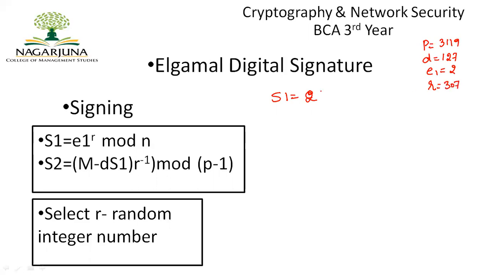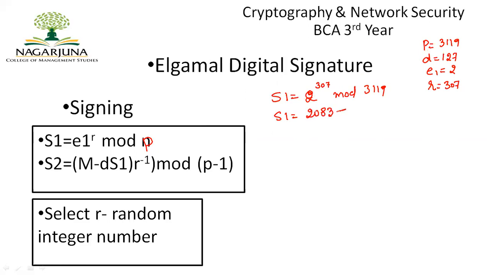So now S1 is equal to 2 to the power of 307 mod p, where the p value is 3119. As a part of it, when you calculate this, you will get the answer S1 is equal to 2083.